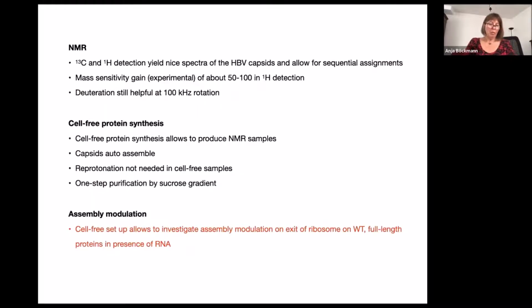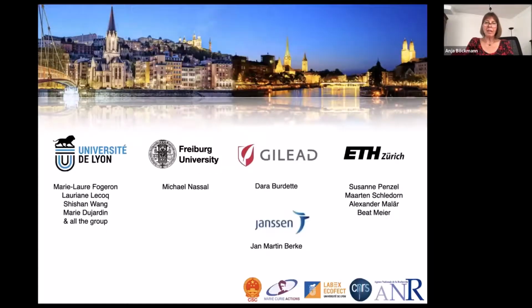Just to summarize, we have done NMR spectroscopy on the capsids. They yield nice spectra. Deuteration is helpful still and can be done in cell-free or in E. coli expression, but better and more complete in cell-free. In the cell-free protein synthesis, the capsids auto-assemble, which is a very interesting tool now. The reprotonation is not needed, and they are easily purified. And now we can go ahead and use the cell-free setup to investigate assembly modulation on wild-type full-length proteins in presence of RNA. So I would like to thank you very much for your attention, and just put back this slide. And if you have questions, please go ahead.